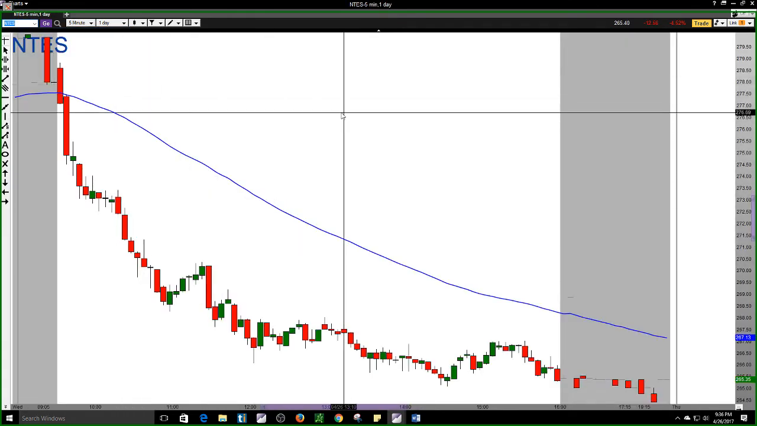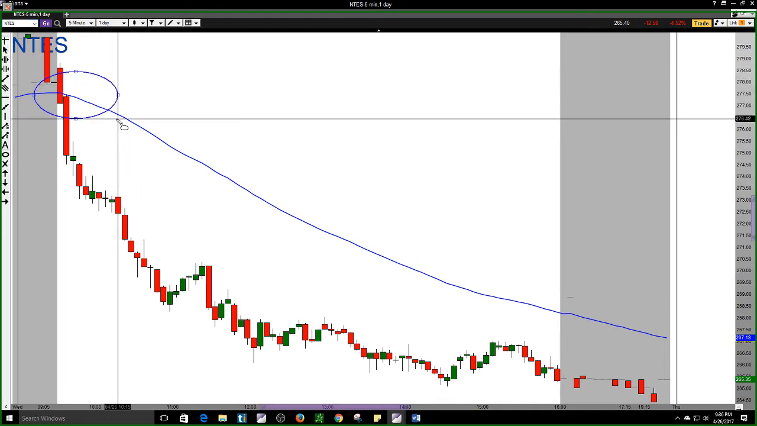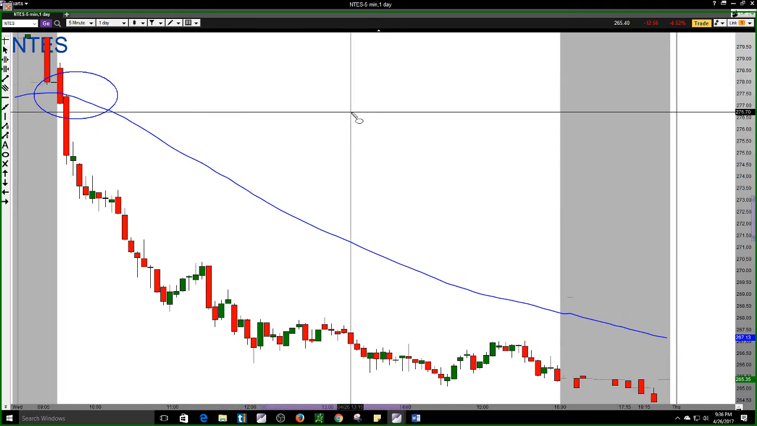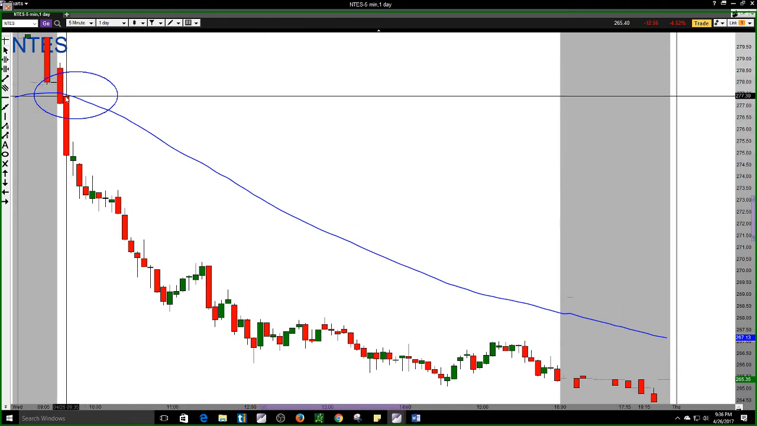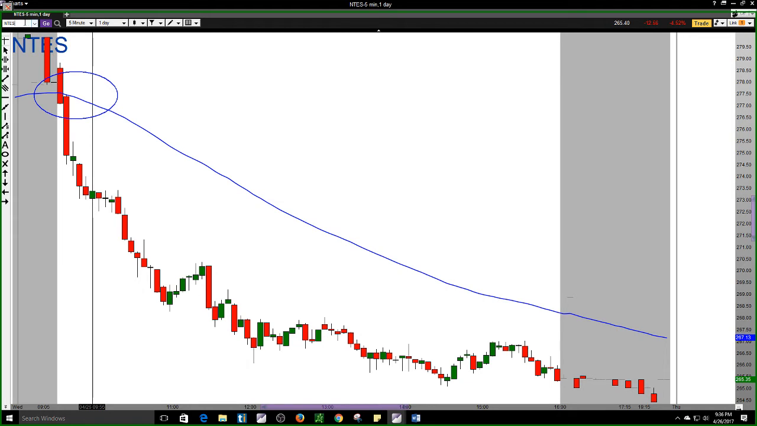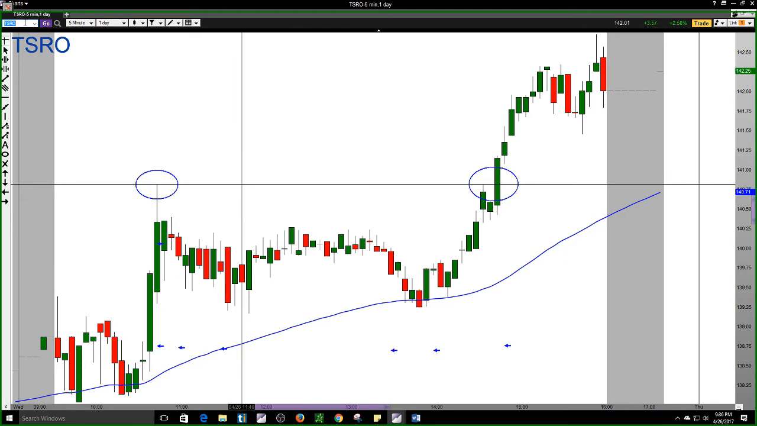NTES. Why am I taking NTES short? Do I like the company? Do I like the news? Why am I taking this short? Simply because it's under my 72-day moving average, and that's my strategy. And what a short it would have been. And so this applies to any single chart, and it really does not matter which chart you're looking at.